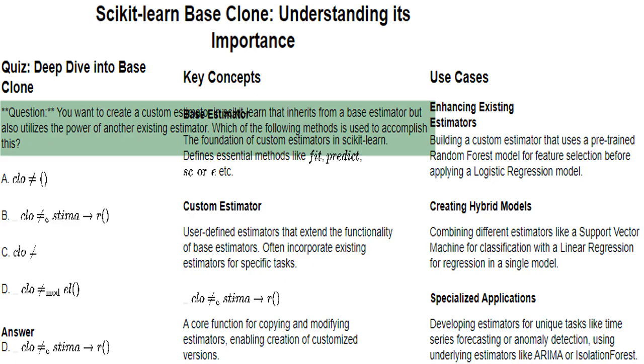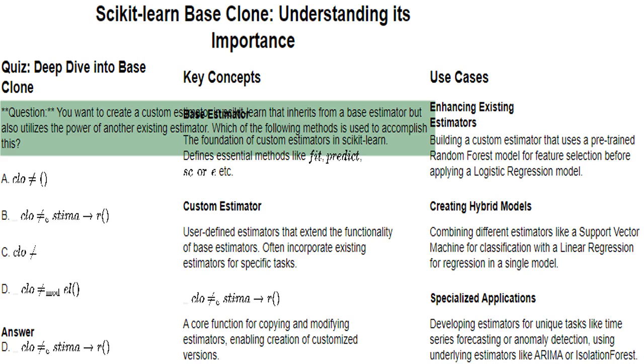You want to create a custom estimator in scikit-learn that inherits from a base estimator but also utilizes the power of another existing estimator. Which of the following methods is used to accomplish this? A. Clone. B. Clone estimator. C. Clone. D. Clone model.